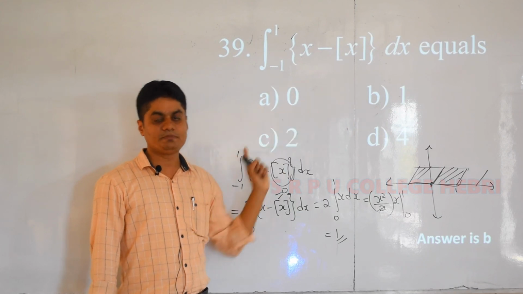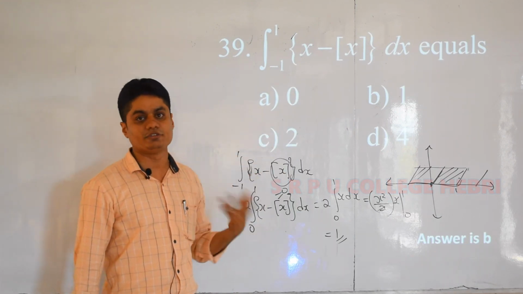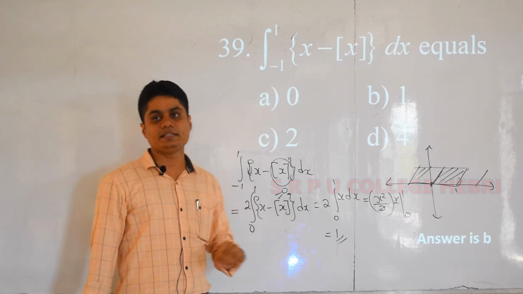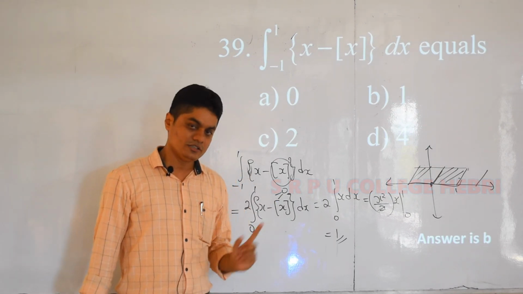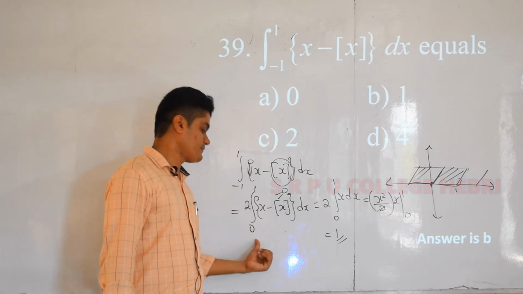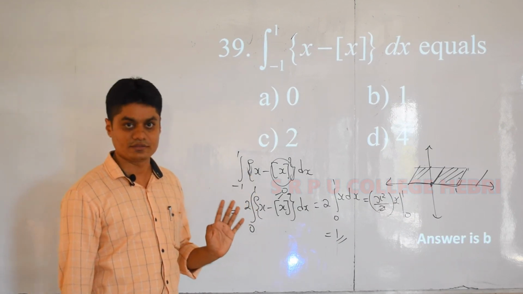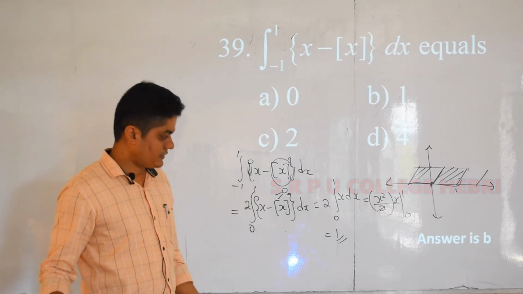Understood? You know this problem is special, right? If you try to integrate between -1 and 1, then you will find it difficult to manage. Please remember that this is a periodic function with period 1. So integrating from -1 to 1 is also equivalent to 2 times the integration from 0 to 1 of x minus greatest integer of x. Very good. Okay, next question.